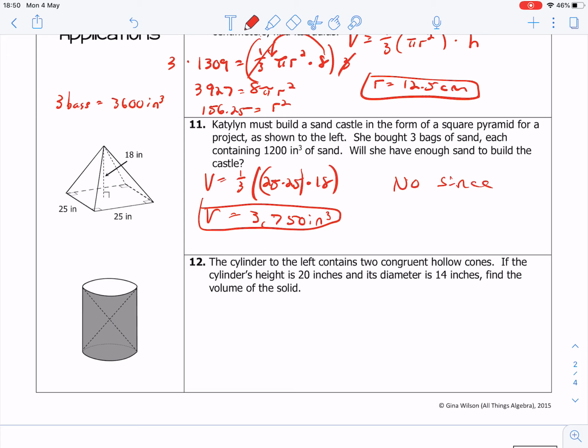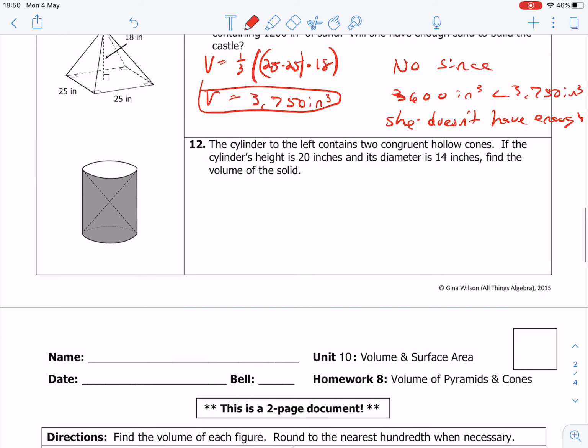Since 3,600 inches cubed is less than 3,750 inches cubed, she doesn't have enough. Okay, number 12. Cylinder to the left contains 2 congruent hollow cones. If the cylinder's height is 20 inches and its diameter is 14 inches, find the volume of the solid.